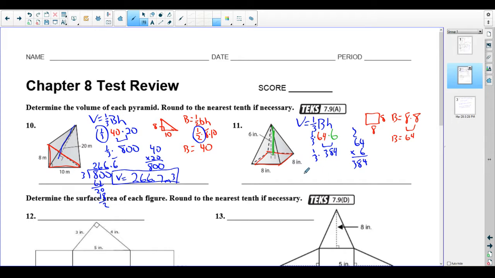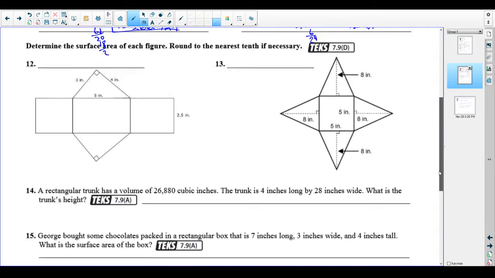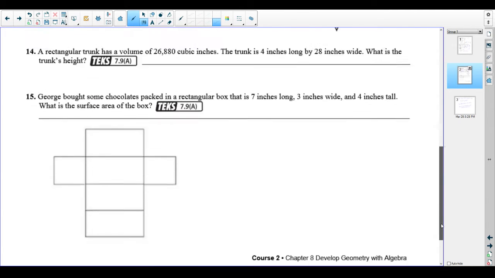And then we're going to divide that by 3. 3 goes in 8 times 6. And we get volume equals 128 inches to the 3rd power. Alright, almost done. Ugh.